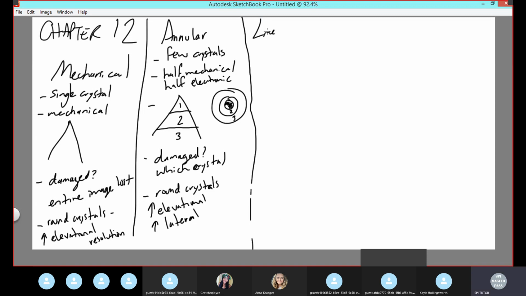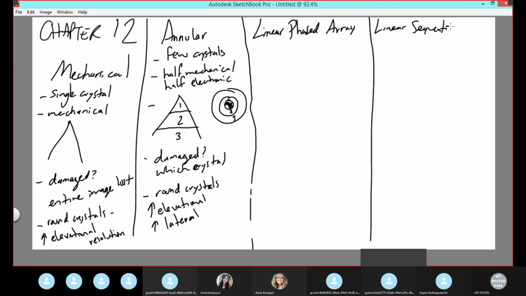The next one is your linear phased array, followed by your linear sequential array. Now we're getting into our world. Now these are the guys we use. Okay, now we're talking. So the linear phased array has many crystals, hundreds actually. And imagine fitting hundreds into that small transducer. That's why the crystals have to be so tiny. This one is completely electronic.